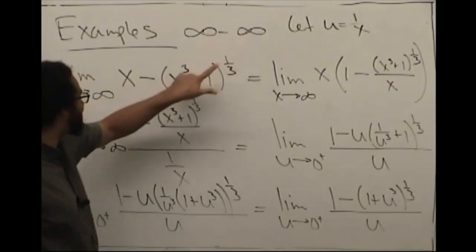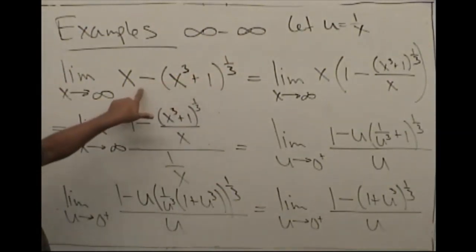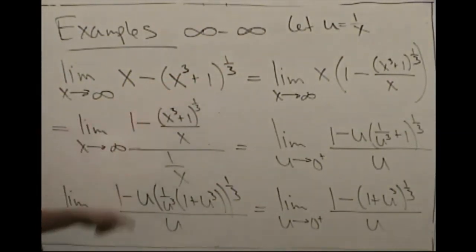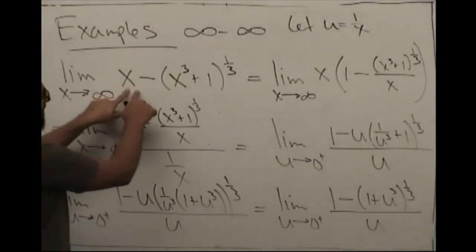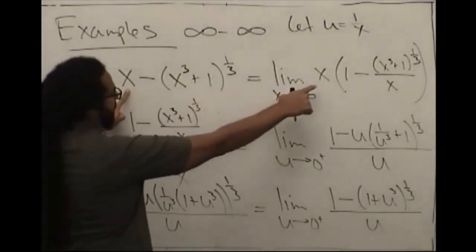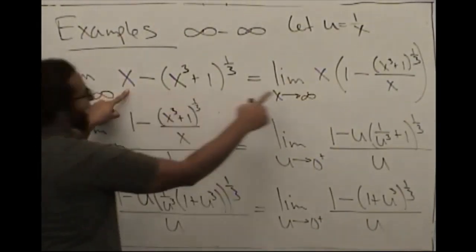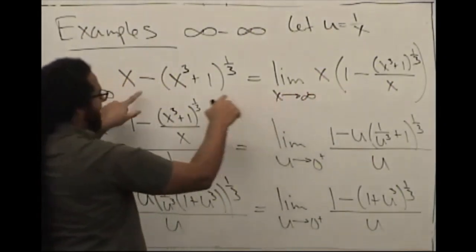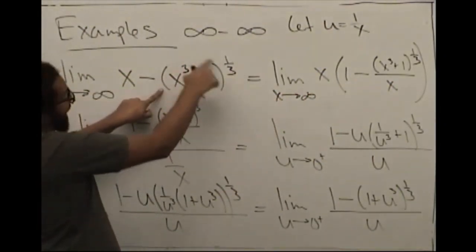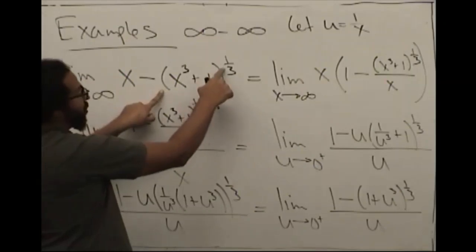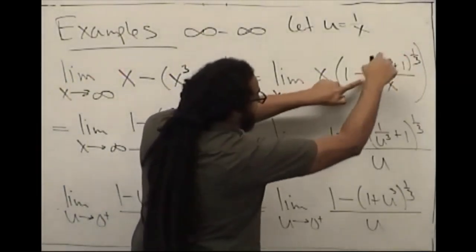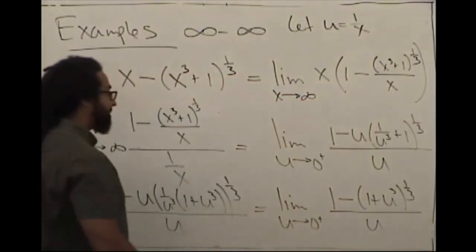It's of the form infinity minus infinity. Again, there are no fractions available. So what I'm going to do is to factor out an x. Right, so when I factor an x out of x, I'm left with a 1. And when I factor out this x cubed plus 1 to the 1/3 power, I'm just left with the same thing and then over x.